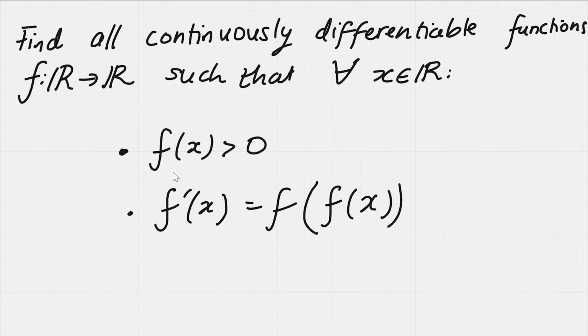I've got an interesting functional equation problem. We want to find all continuously differentiable functions f from the reals to the reals such that for every real number x, f of x is positive and f prime of x equals f of x.